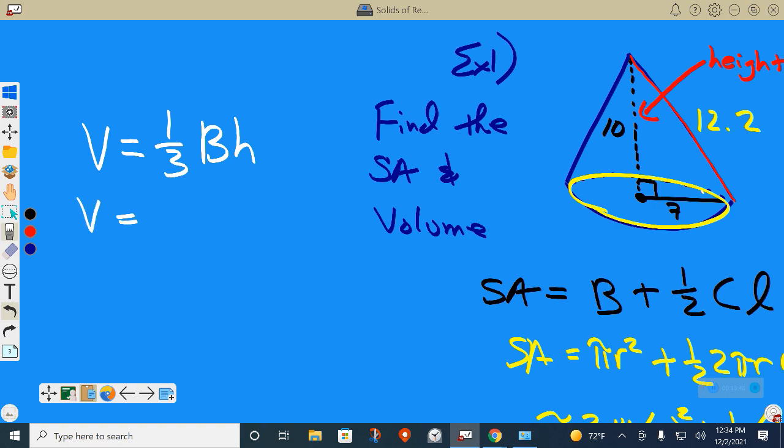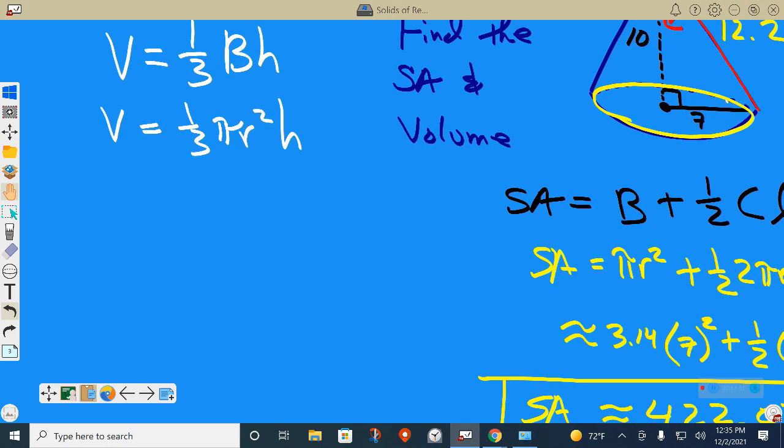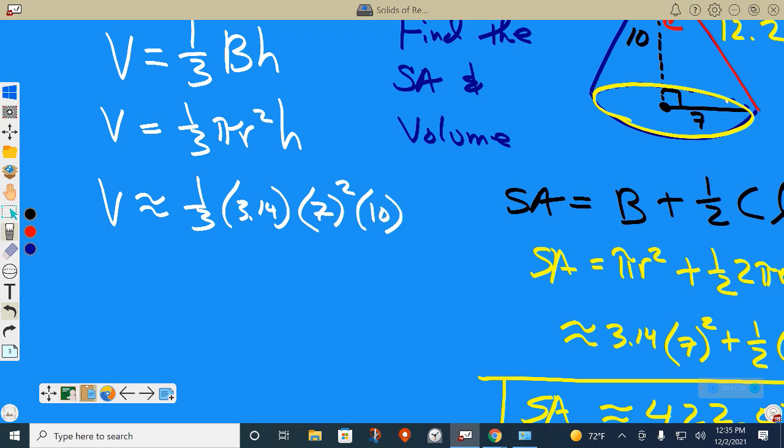Volume then, watch this, is 1/3 pi r squared, because that's the area of a circle, times the height. Approximately, because I'm going to replace pi with 3.14, I have to change that equal to approximately. Radius is 7, square that puppy. The height is 10. Calculator time, we're done.